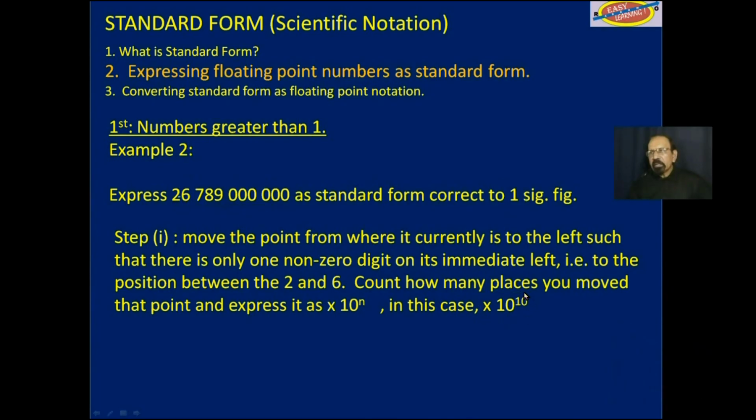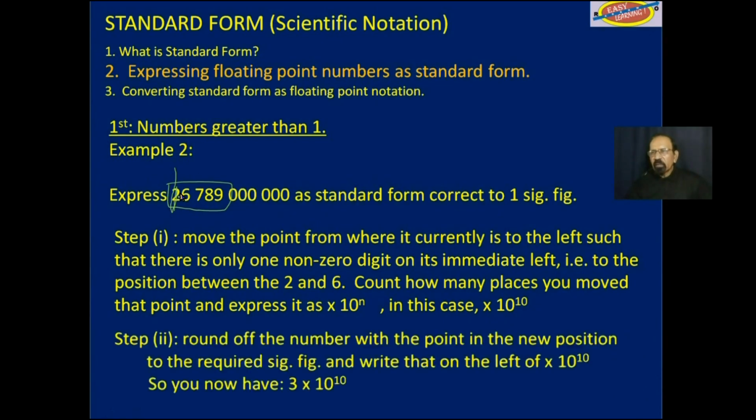So our point is here. Let's round off what we have here, whatever we have here, to 1 significant figure, that is at this point. So 2.6789 rounded off to 1 significant figure, and you get 3. So the standard form for this number that you see up here, the scientific notation, is 3 exponent 10. That means 3 times 10 to the 10th power.